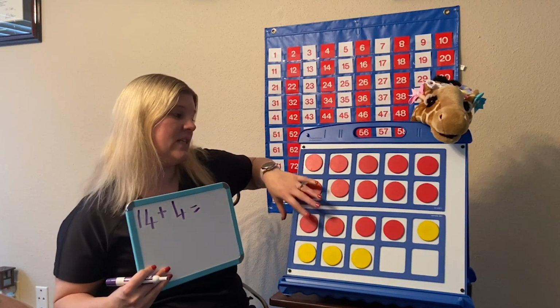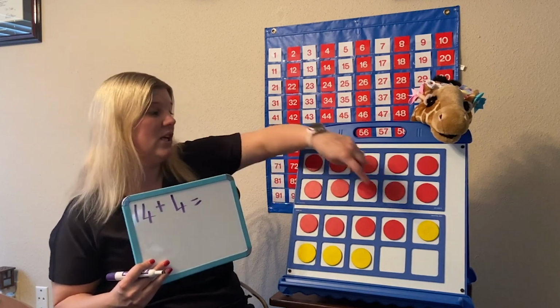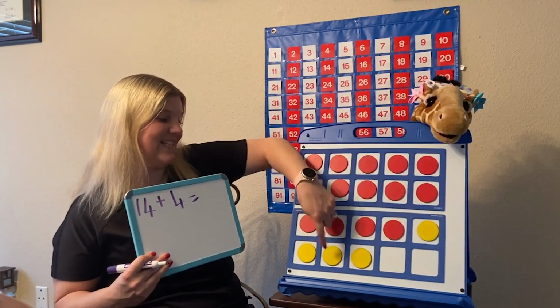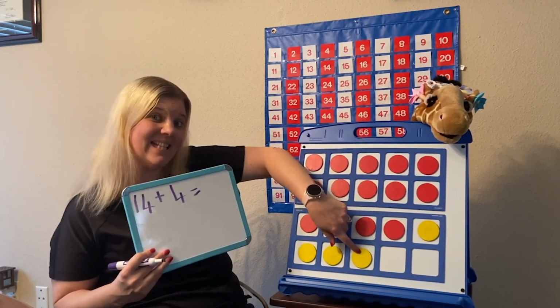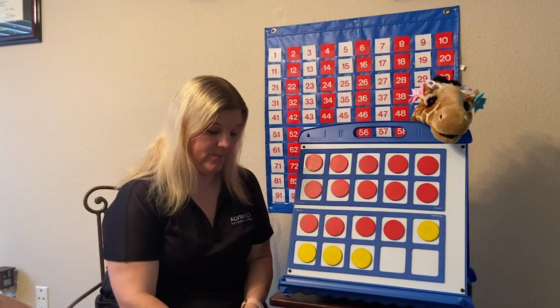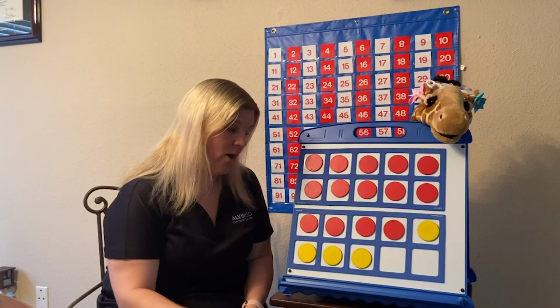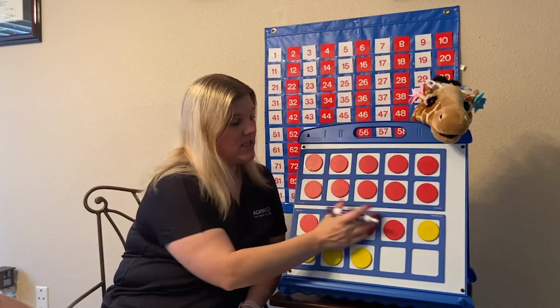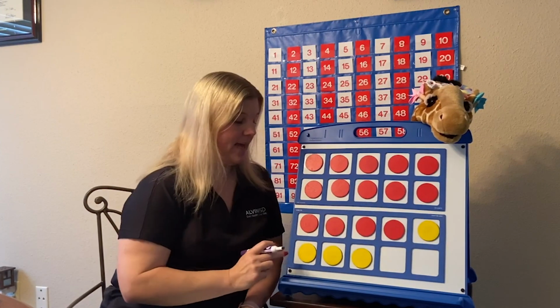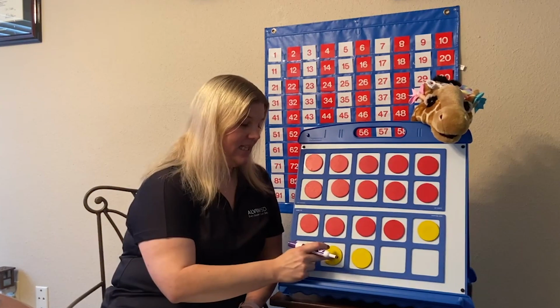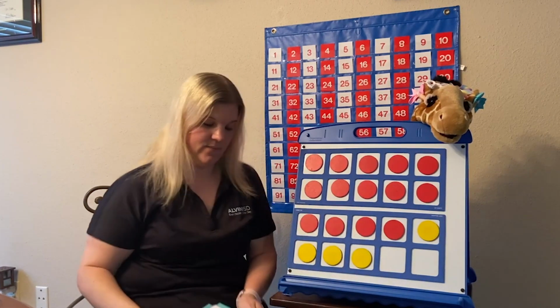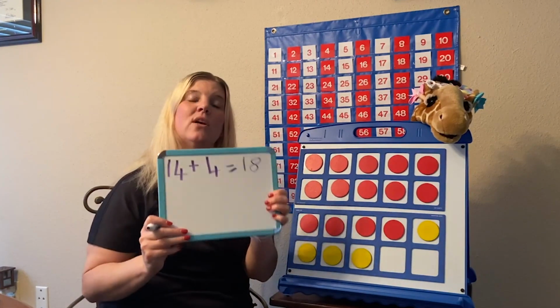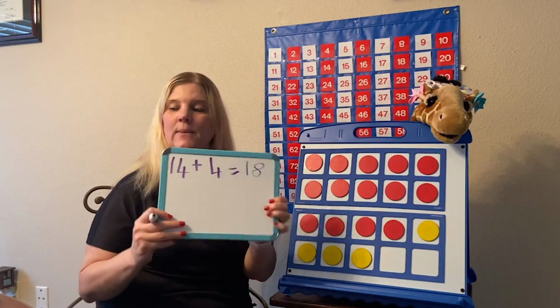We know there's 14, so you can count on: 14, 15, 16, 17, 18. So the answer is 18. You could count on like that, or you could look at the 10 frames and see that this one's full and this one's half full, which makes 15, and then count on 16, 17, 18. Okay, so 14 plus 4 equals 18.